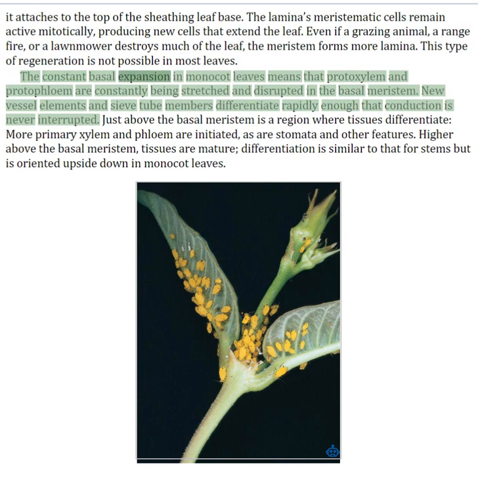The constant basal expansion in monocot leaves means that protoxylem and protophloem are constantly being stretched and disrupted in the basal meristem.